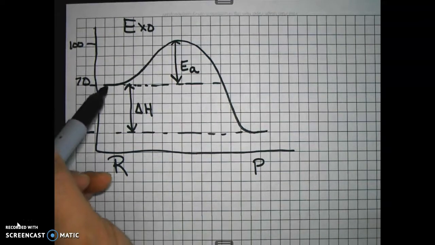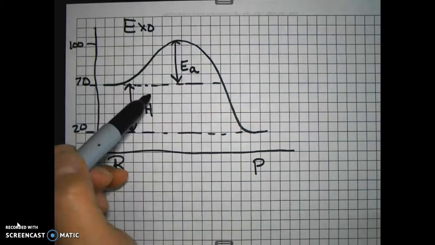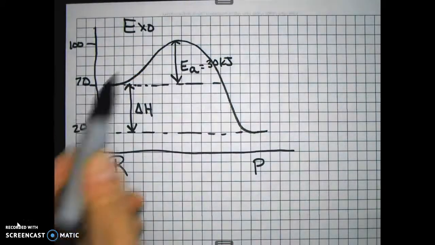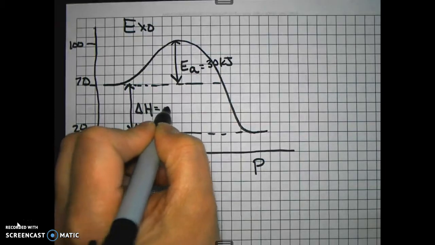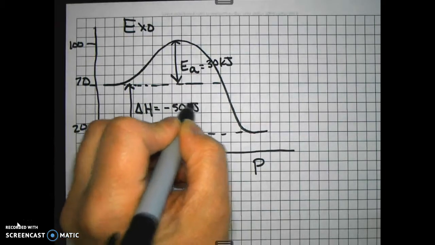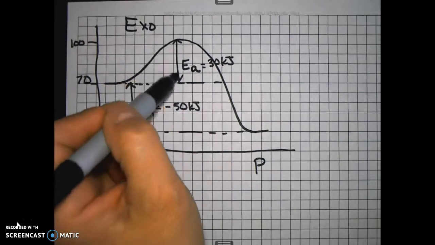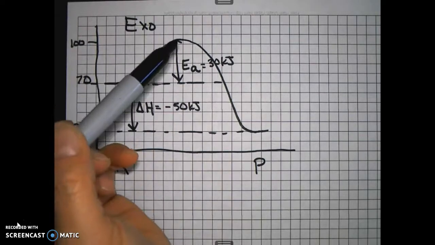So in this case, the activation energy is 70 up to 100. So the activation energy in this case is 30 kilojoules. The delta H, by the way, was a negative 50 kilojoules because we lost that much energy. So that's the basic idea of a potential energy diagram. It is showing you the bonding schemes that take place. Now, this activation energy is actually creating a new kind of bond.